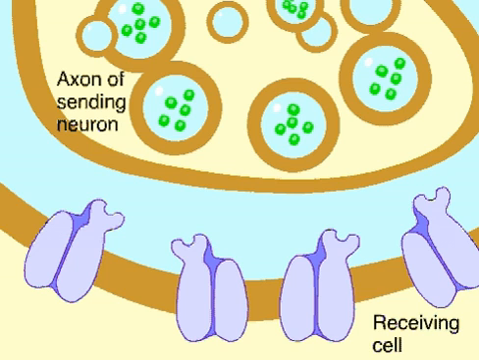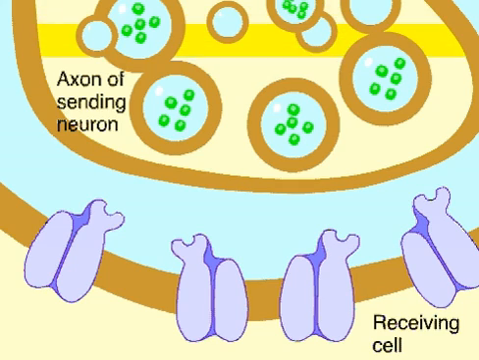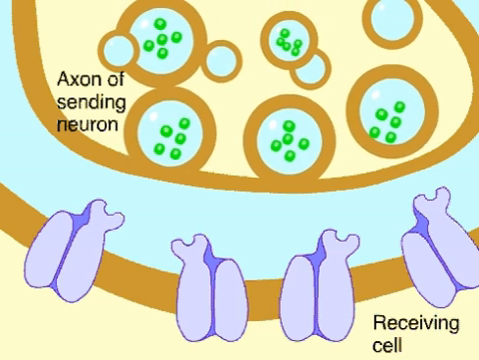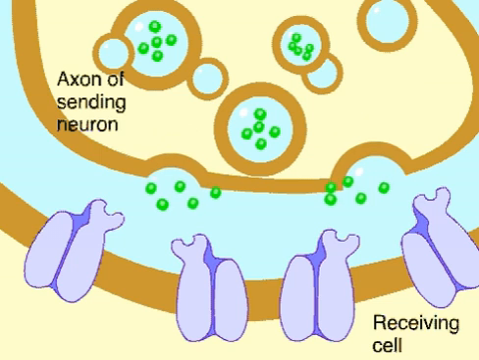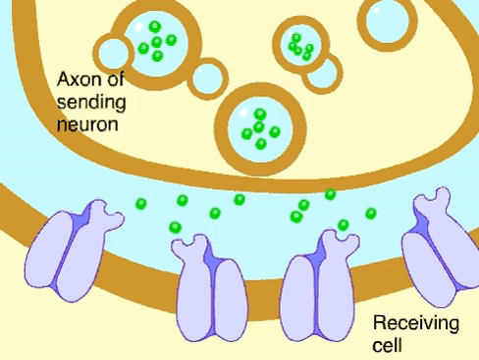There is a narrow gap, the synaptic cleft, between the synaptic knob of a sending neuron and the surface of a receiving cell. An action potential arrives at the end of the axon of the sending cell. This causes chemical changes that make vesicles containing a chemical called a neurotransmitter fuse with the plasma membrane. The neurotransmitter molecules spill out into the synaptic cleft, diffuse across, and bind to receptors on the receiving cell's membrane.